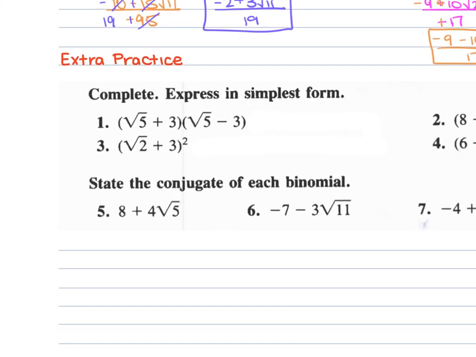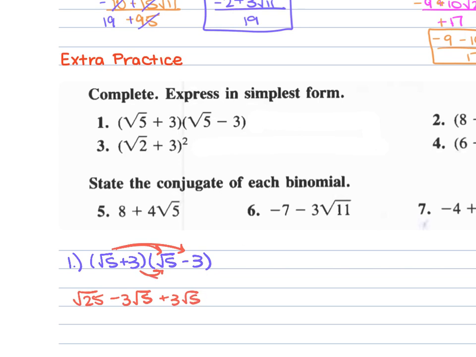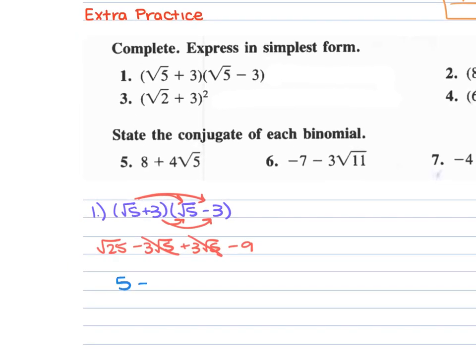If we look at some extra practice problems, with number 1, we have the square root of 5 plus 3 times the square root of 5 minus 3. So we are going to distribute here. We are going to get the square root of 25 minus 3 square root 5 plus 3 square root 5 minus 9. So these 3 square root 5's are canceling. We're just going to have 5 minus 9, which is negative 4.